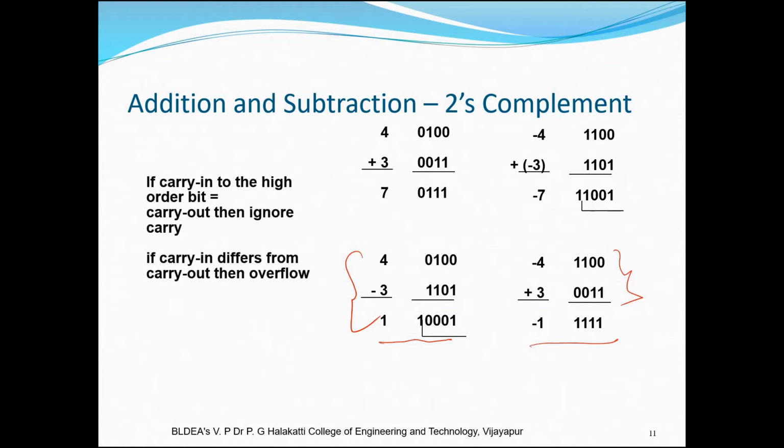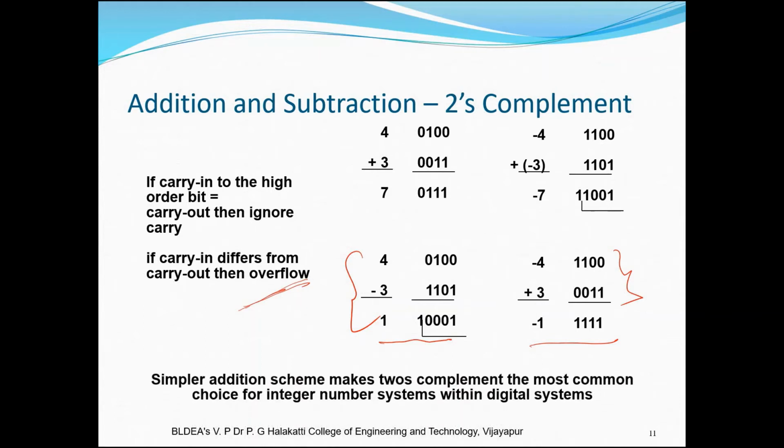Now if the carry into the high order bit is equal to the carry out, then just ignore the carry. If the carry in differs from the carry out, then we say overflow has occurred. So let's see what overflow is in the next slide. Now a simpler addition scheme makes 2's complement the most common choice for integer number systems within digital systems. Because of this simplicity, all the systems are going for the 2's complement method, because in the 2's complement method subtraction also can be done using addition. So the circuitry becomes very simple.